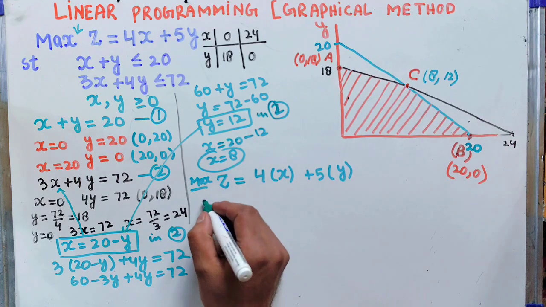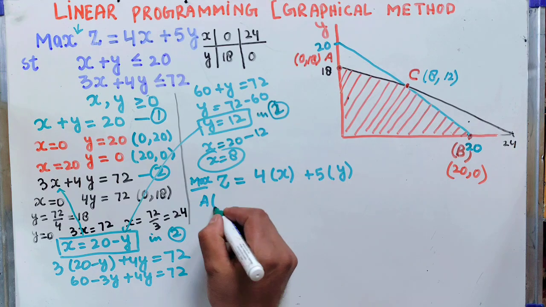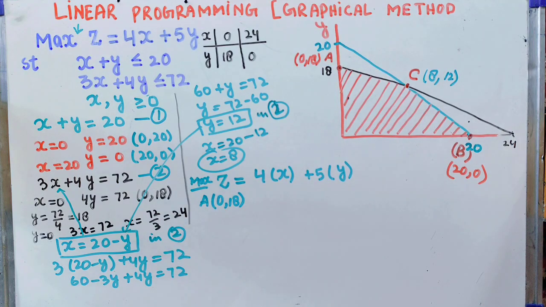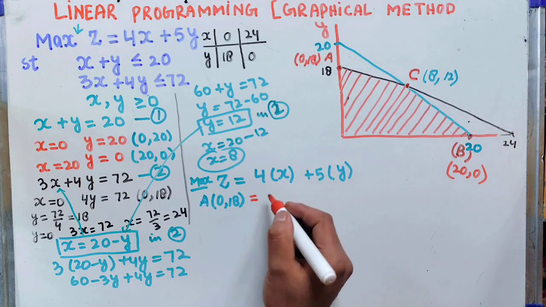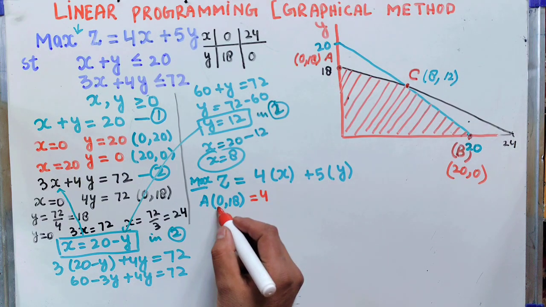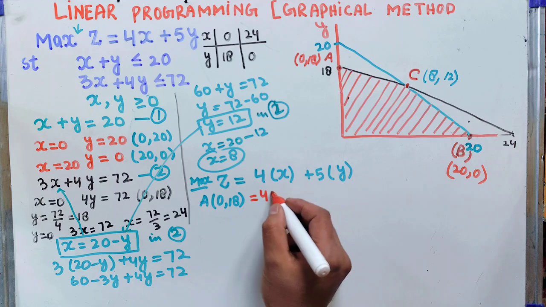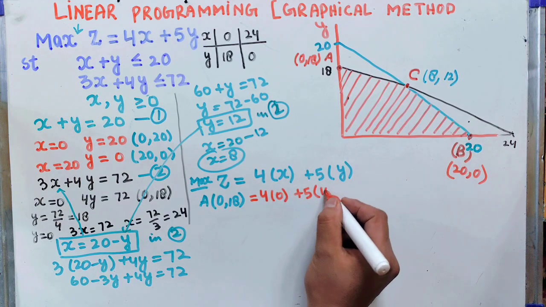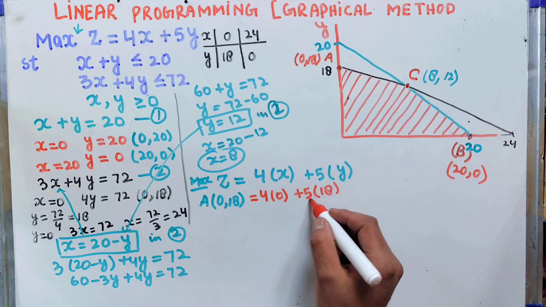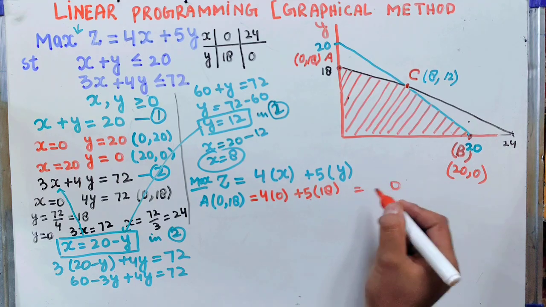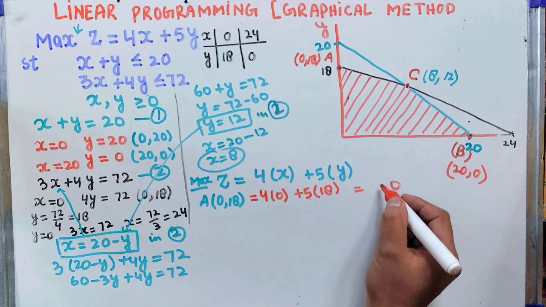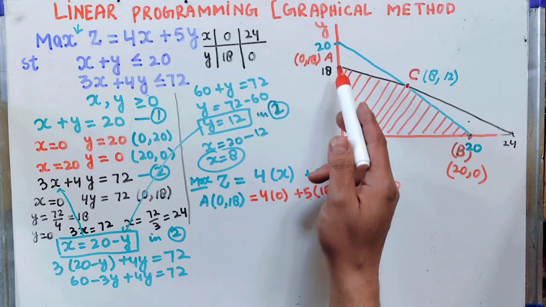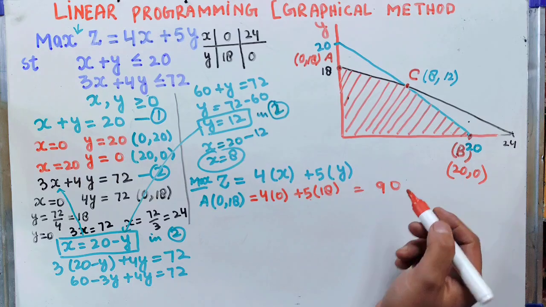Now we check at point A, where the coordinates are (0, 18), and we plug the values into the objective function. So we have 4 times the value of x, which is 0, plus 5 times the value of y, which is 18. Here this is 0, and 5 eights are 40, 5 ones are 5, so 90. So at point A we get the value of z equal to 90.